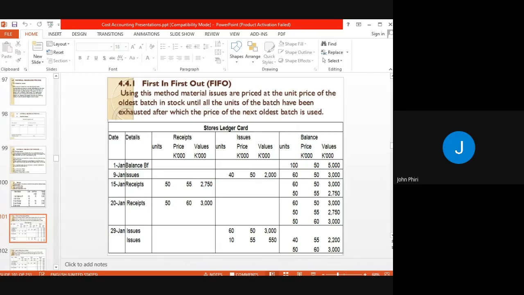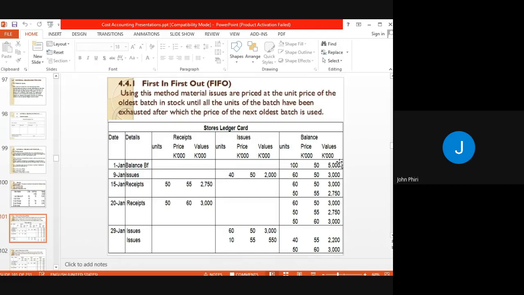We are going to use our store's ledger card. Remember, our store's ledger card has unit, quantity, and amount, on the receipts, issues, and balance. Let's go using that. You have seen those columns that I've just mentioned. So we've got the date, 1st January, then balance brought forward, so it goes straight to the balance. We had 100 at 50, and the amount is 5,000.